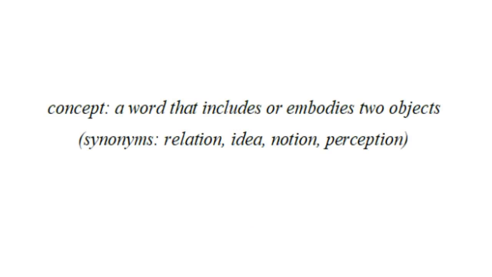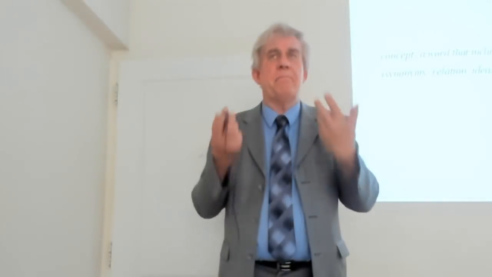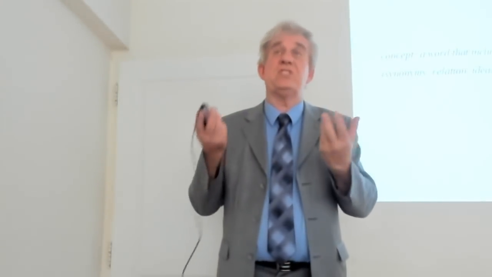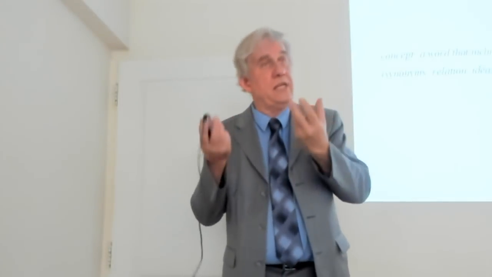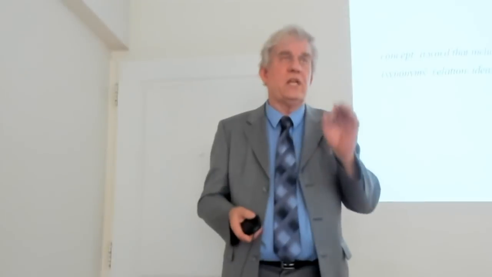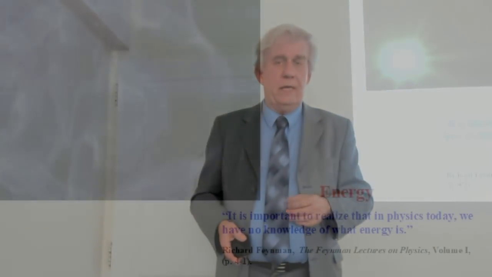We have to distinguish it from what a concept is. A concept is different than an object, first because it doesn't have shape. That's the first one. But that's just a rule of thumb to be able to say, okay, I take every word in the dictionary. If it has shape, I'll put it under objects. If it doesn't have shape, I'll put it under concepts. But otherwise, it's just a word that includes or embodies two objects. Every concept that you can think of has embodied in it at least two objects. Why? Because the word concept is a relationship between two objects. It's a relationship, okay?